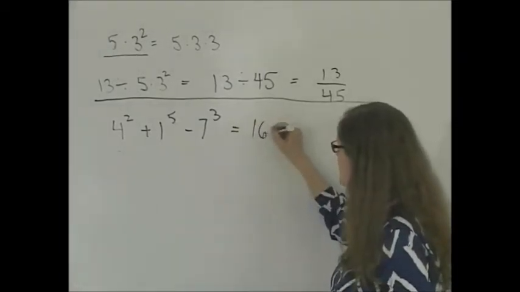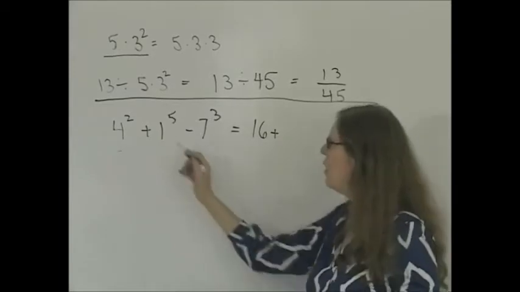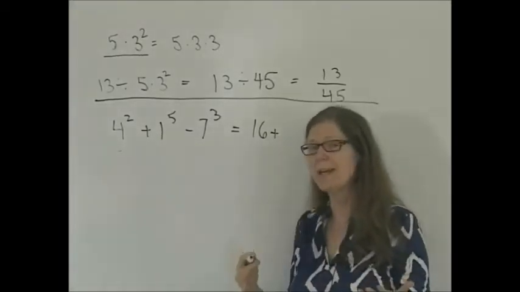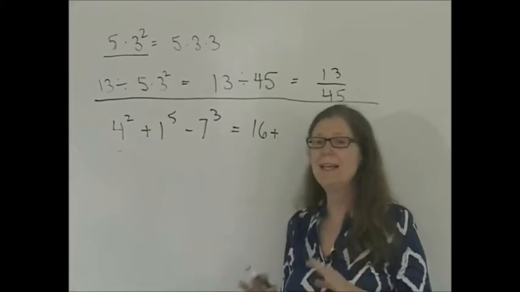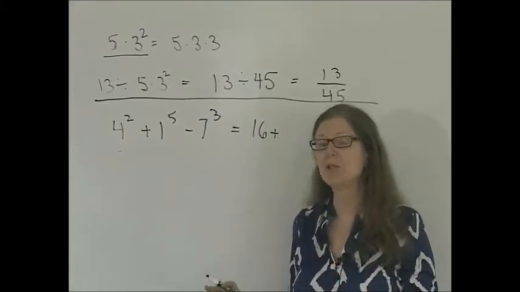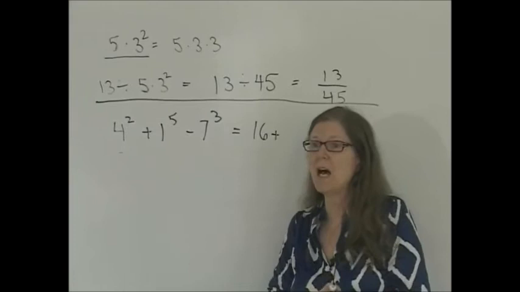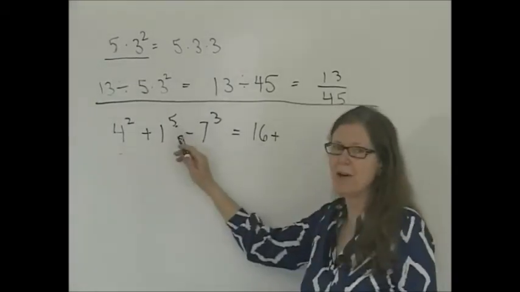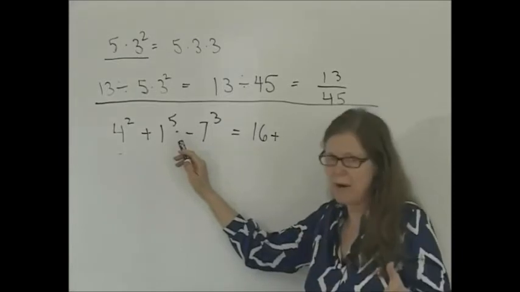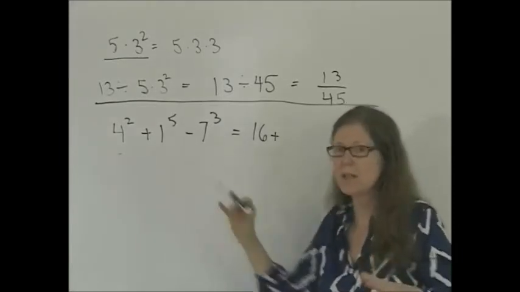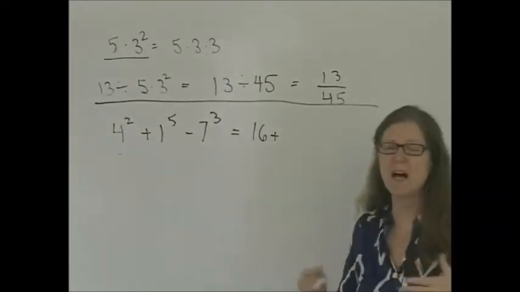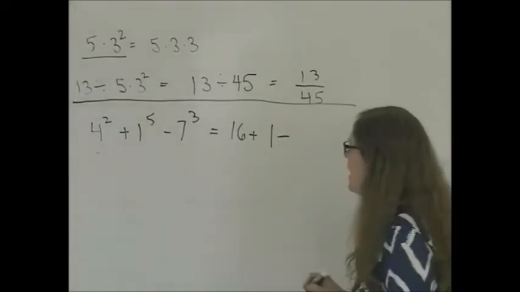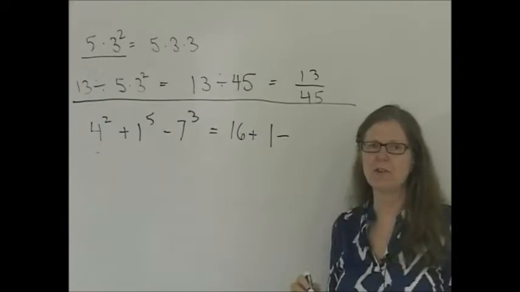So this is 16 plus, now what's 1 times 1 times 1 times 1 times 1? I'm multiplying it by itself 5 times. It doesn't matter how many times you multiply 1 by itself, it's always going to be 1. So 1 to the 10th power, 1 to the 100th power is always going to be 1, because you're just multiplying 1 by itself a bunch of times. That always equals 1. Okay, and what about 7 to the 3rd?